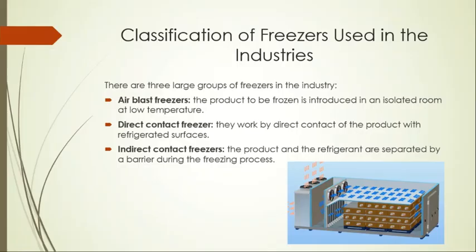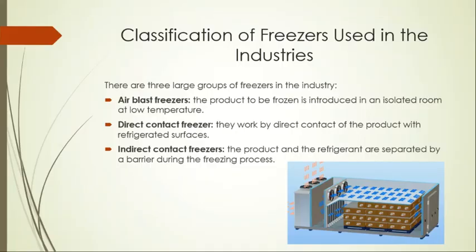Okay, then we have three basic groups of freezers. Again, this is an aspect of the classification. At the beginning I told you different classification aspects, and all these are based on vapor compression cycles, and there are sub classifications of the freezer based on vapor compression cycles. So one is air blast freezers, direct contact freezer, and indirect contact freezer.